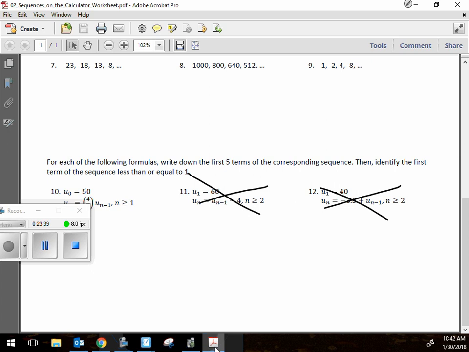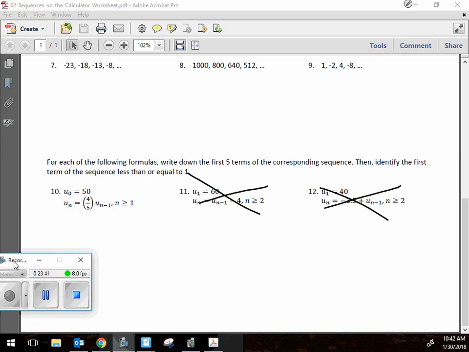Now, also, the directions on this last one were a little bit scary for people, so let's talk it through real quick. It's not super hard if you understand what they're asking. For each of the following formulas, write down the first 5 terms. That should be easy. You've done that a million times. What's this other thing? Then identify the first term of the sequence less than or equal to 1.